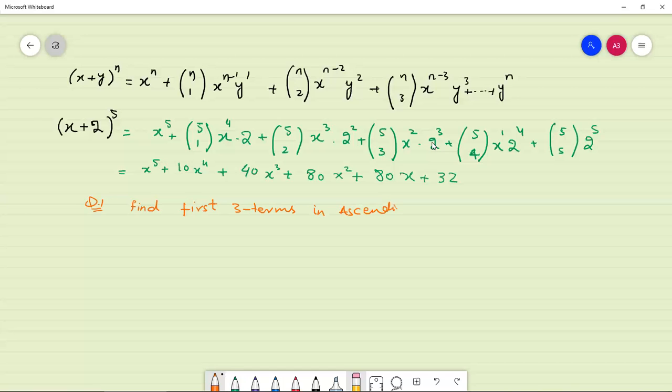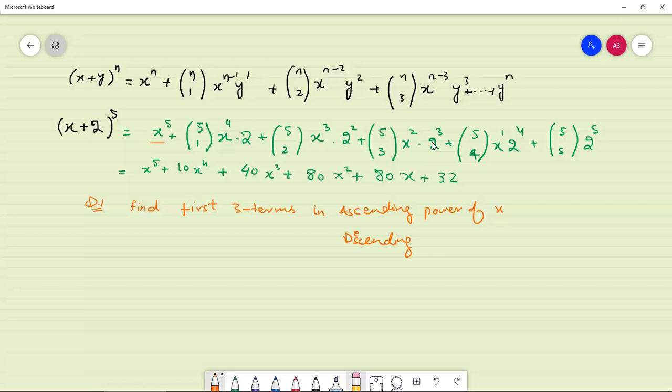Ascending power of x, and the second is descending power of x. How can we know whether this one would be descending or ascending? First, you look at the very first term. If x is written first, it means when you open the bracket, we first take x power n. So if the first term is x, then obviously the first x power will be 5.